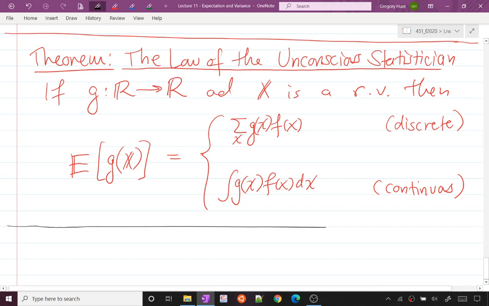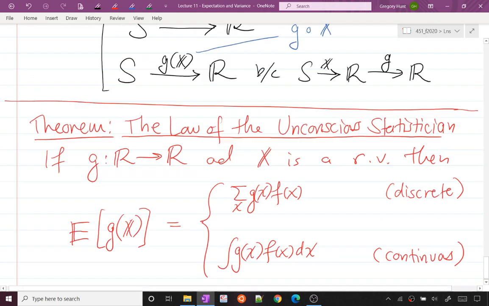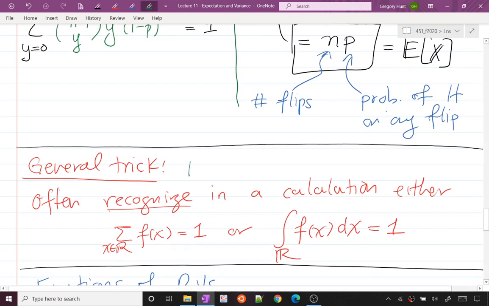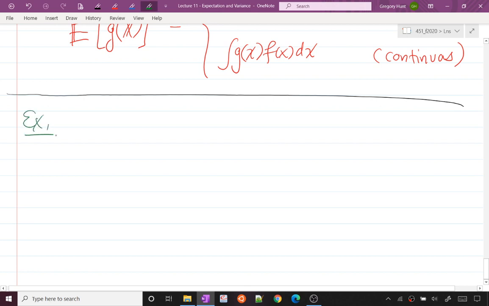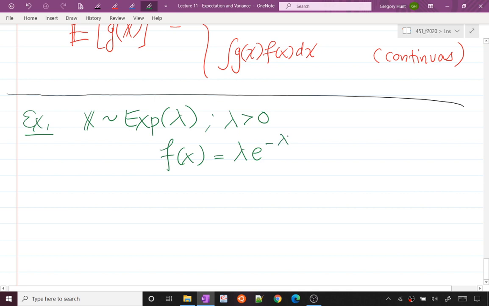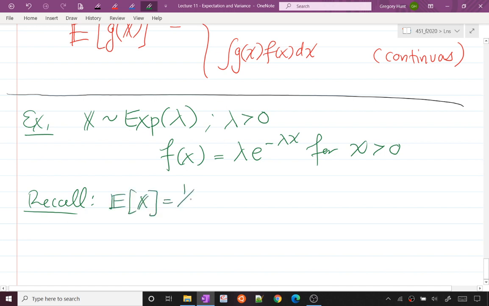So let's look at an example. And we'll use what's called, maybe I should give this a name, the PMF/PDF trick for solving this. We'll use this in this problem. Okay. Example. So again, I'm going to have x has an exponential distribution with some parameter lambda, right? So again, lambda is some positive parameter, and this means that my PDF is lambda e to the negative lambda x, as long as x is bigger than 0. Recall, from way back at the beginning of the lecture, expected value of x is 1 over lambda.